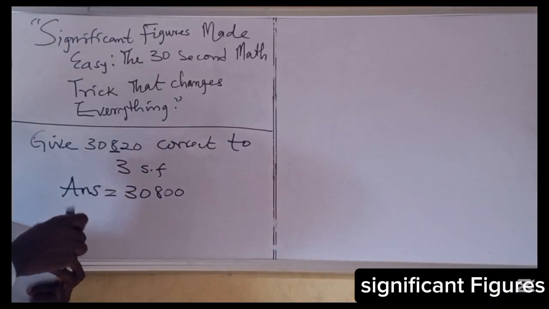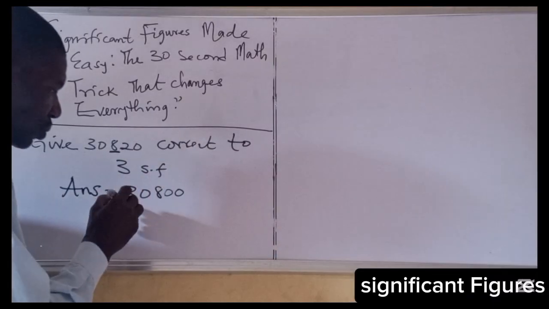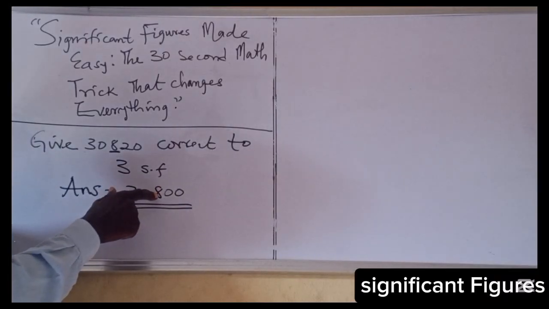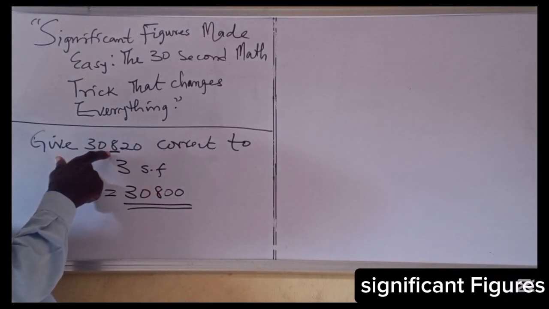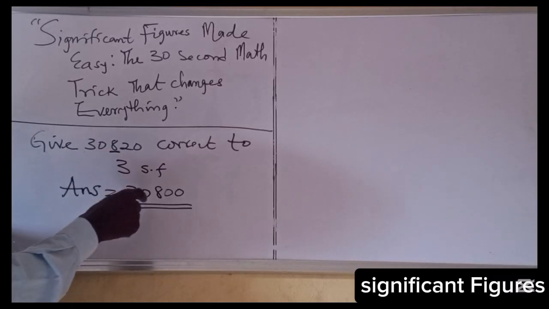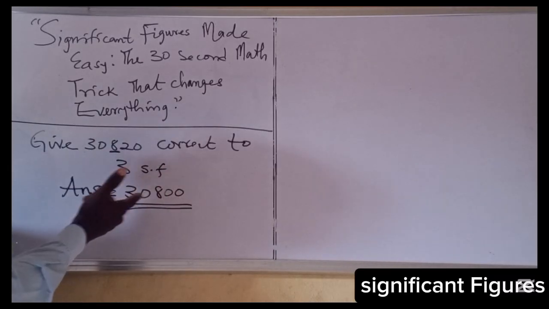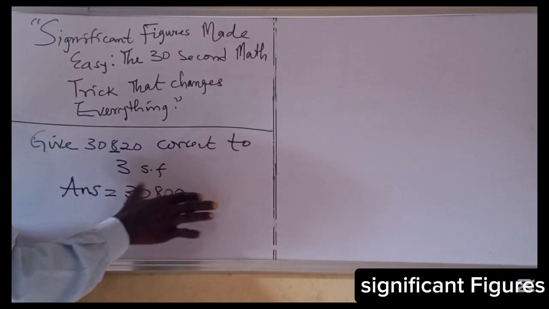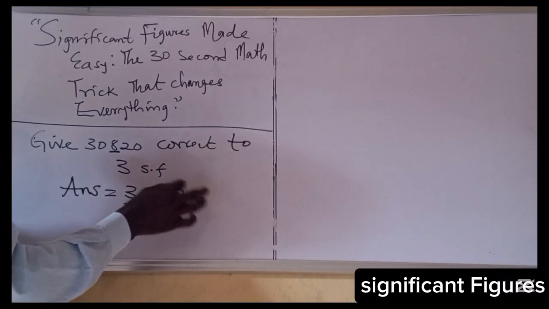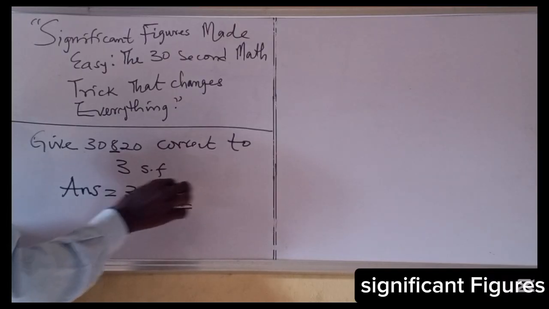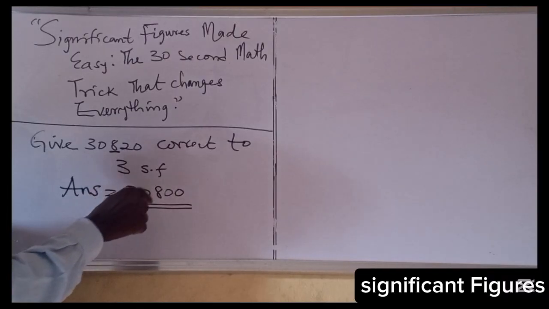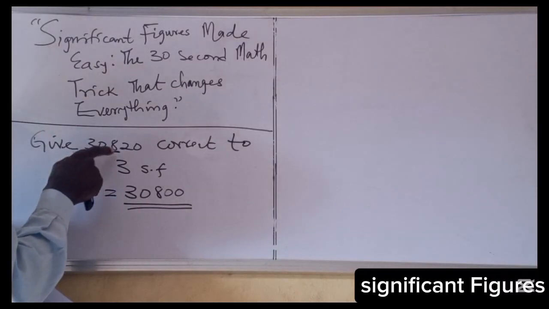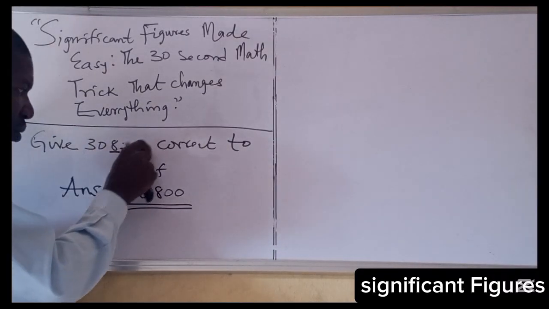20. Can you see it now? So we are still maintaining the position of this, which, if you want to read it now, is 3,800. But if you did not add this 20, it's going to be 308, which is not the actual answer. So you have to take note of the position of the figure.